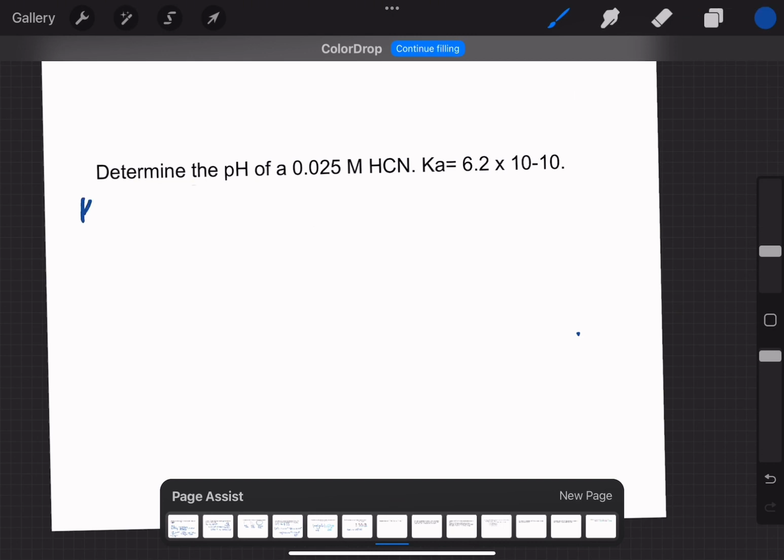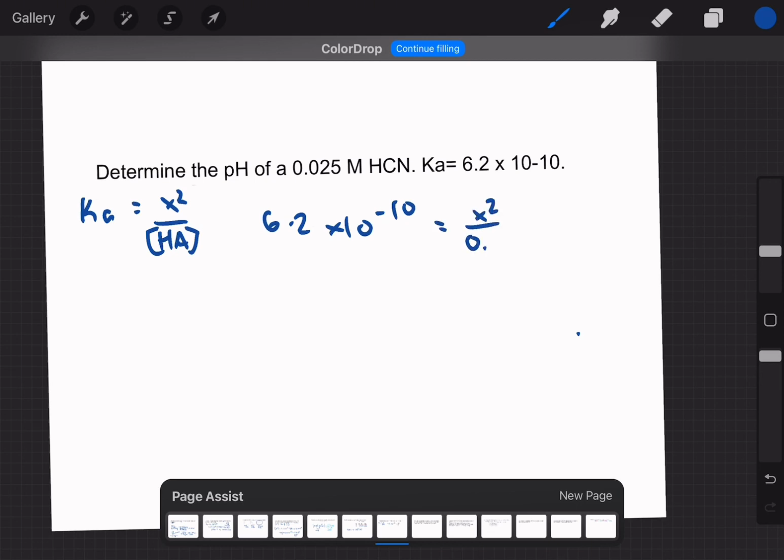I'm gonna give you a moment. Okay, so you're basically gonna do Ka equals x squared over HA, which is basically your acid, right? We're gonna move on. You're gonna do 6.2 times 10 to the power of negative 10, and that's gonna equal x squared over 0.025. You're gonna multiply both sides by 0.025 so they can cancel out. So what you do on one side, you do on the other, as shown here. That 0.025 cancels out.